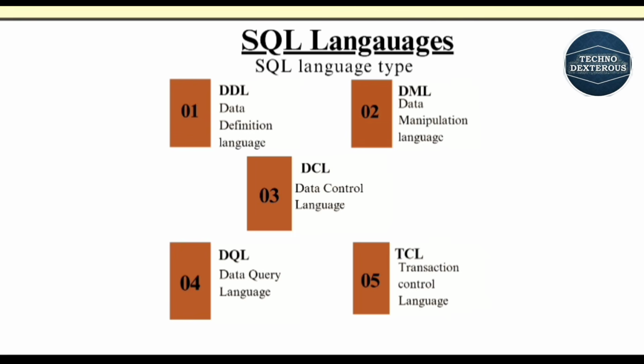Then there are multiple types of SQL language, that is DDL, data definition language. Second is DML, data manipulation language. Third is DCL, data control language. Fourth is DQL, data query language. Fifth is TCL, transaction control language.